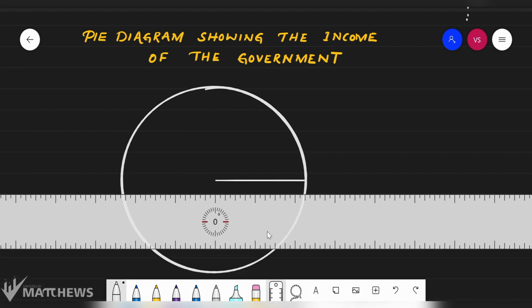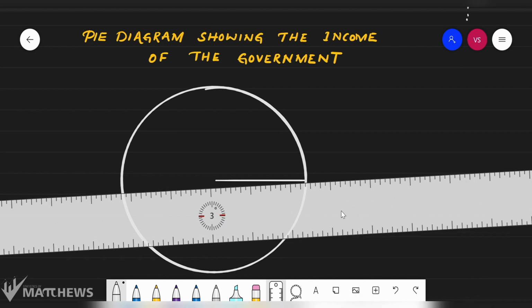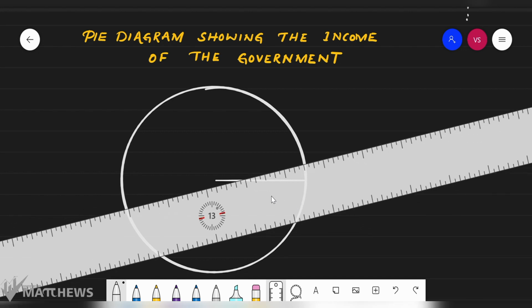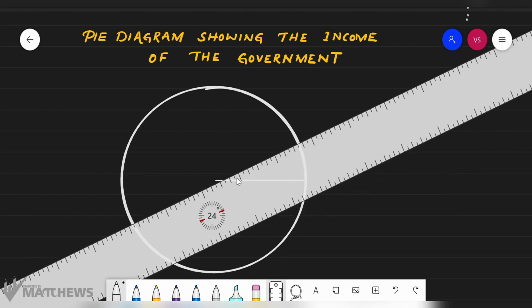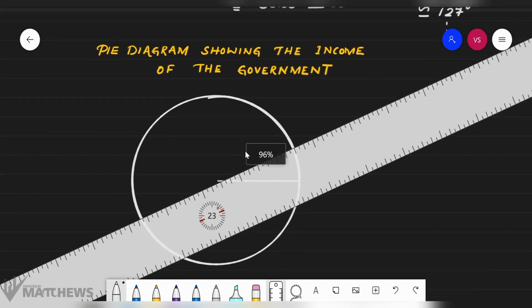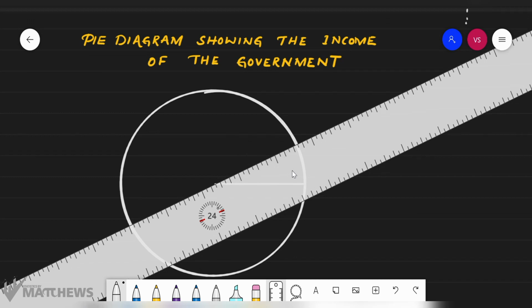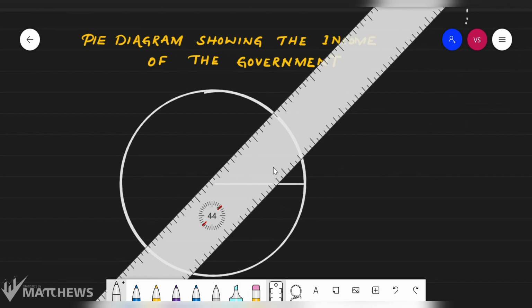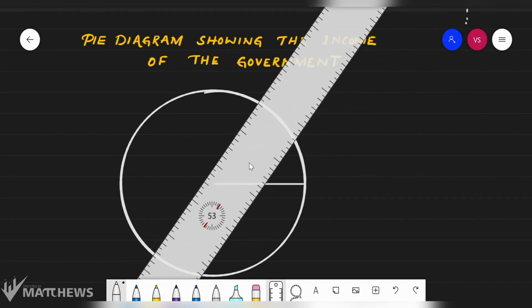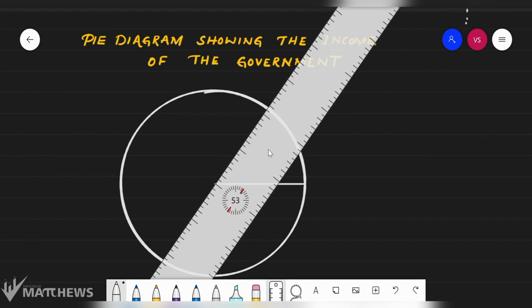So from here, the first angle that we need to draw is for whom? For customs. How much is it? It is 53 degrees. Is it right? So we'll draw a 53 angle, exactly 53. This is 53. Hope you got it.